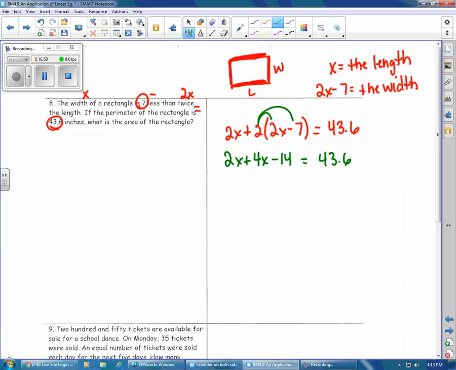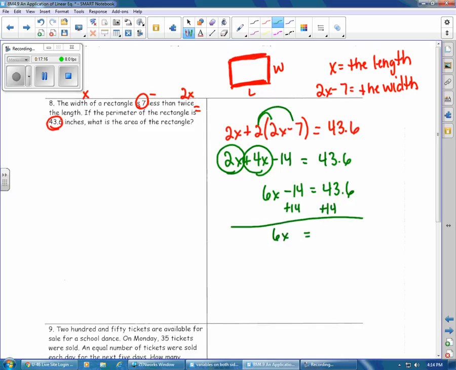Now I can combine some like terms. 2x plus 4x is going to be 6x minus 14 equals 43.6. The opposite of minus 14 is going to be plus 14. So I'm going to add 14 to both sides. 6x equals 57.6. Divide by 6, divide by 6. I just said we had really nice numbers, and now all of a sudden we don't anymore. So x is going to equal 9.6.